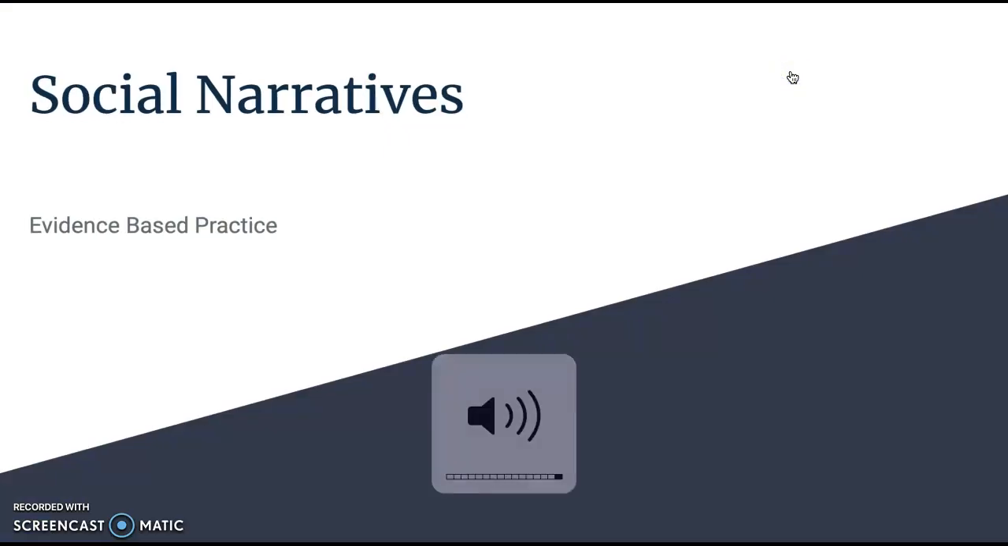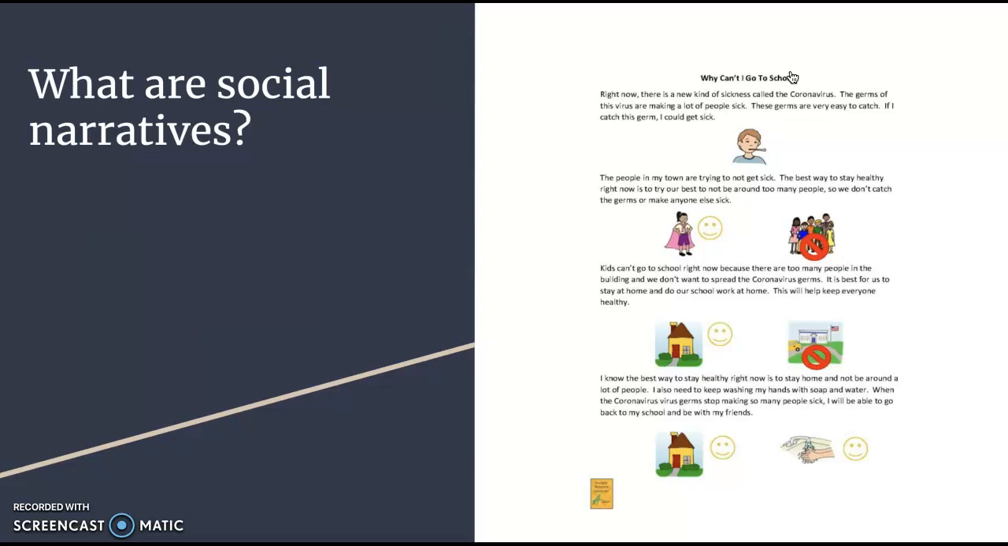Okay, so this is going to be a short lesson on social narratives. It can be used by anyone who wants to learn more about social narratives and how they're used, who they're used with, in what settings, and some examples as well. So first of all, they are an example of an evidence-based practice because they have been researched and proven to be effective for individuals who have autism.